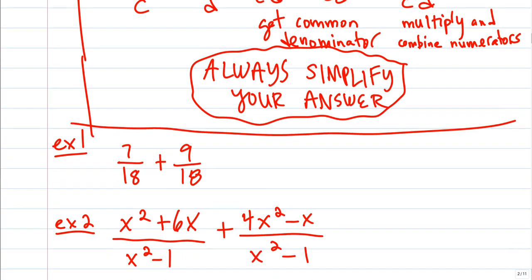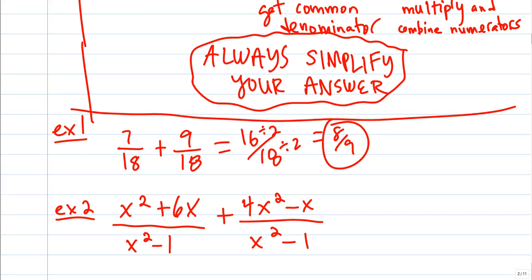7/18 plus 9/18. Well, they have the same denominator, so straight across, add the parts, 7 and 9, about 16 over 18. Well, that can be simplified. 16 and 18 are both divisible by 2, to give us 8 over 9.